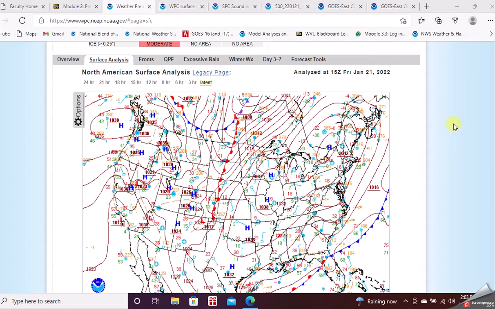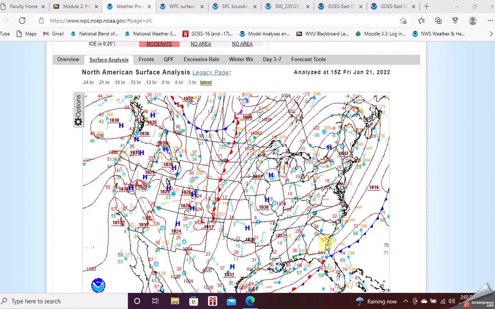So, let's take a look at a little bit of a surface map right now. There's high pressure sitting over New England. And then up here, pretty strong low pressure over central Canada right now. And weak low pressure along, and here's a little bit of a ripple of the low pressure over Florida right now.